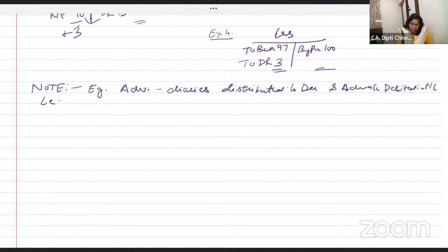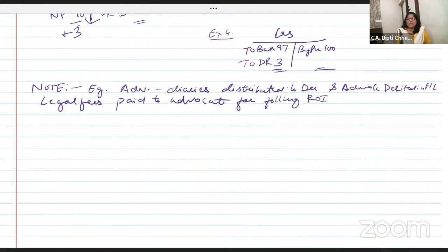And legal fees paid to advocate for filing return. Return या appeal या कुछ भी, उसके लिए you have paid legal fees to advocate and you have debited to P&L. Yeah, ma'am, legal expenses are allowed and it is properly debited in the P&L account.